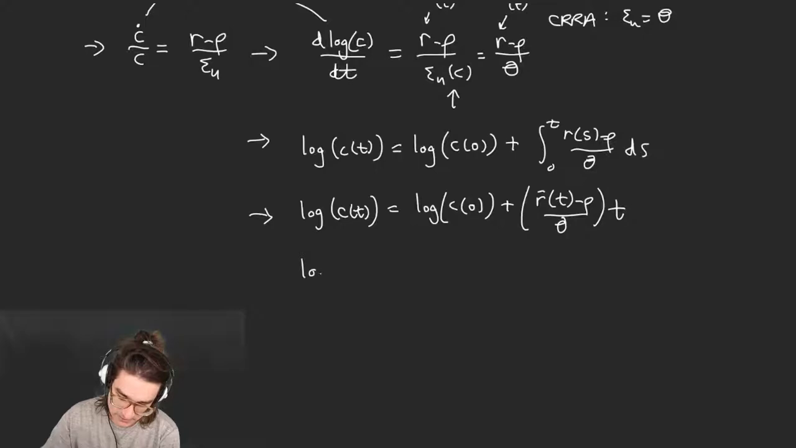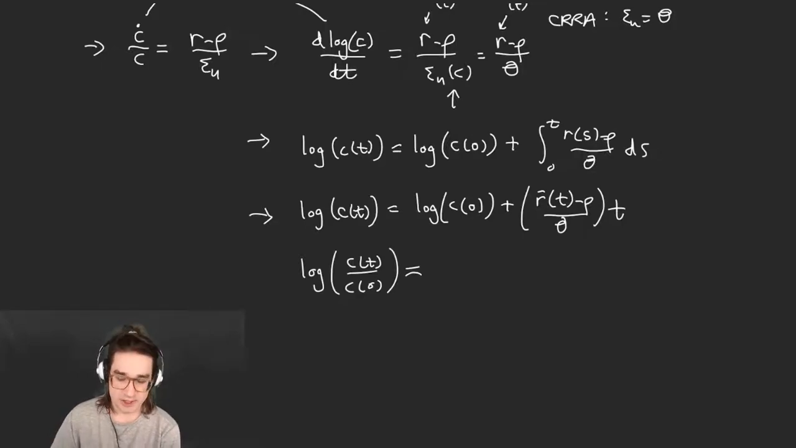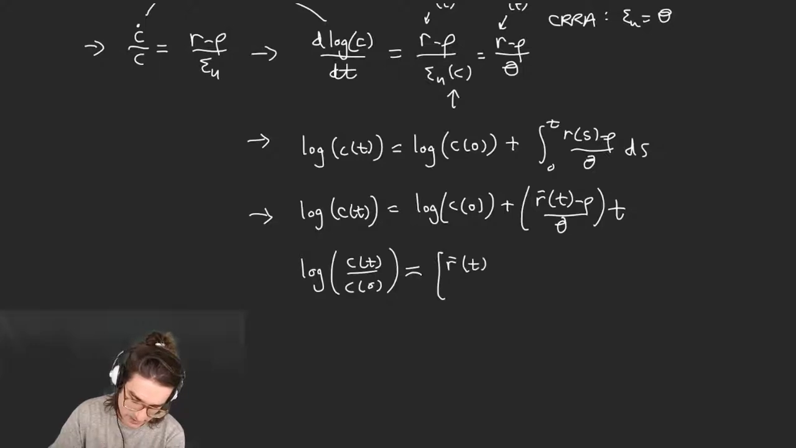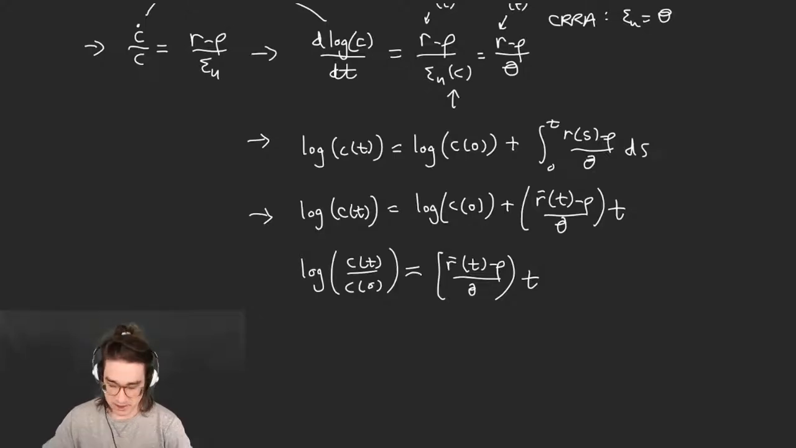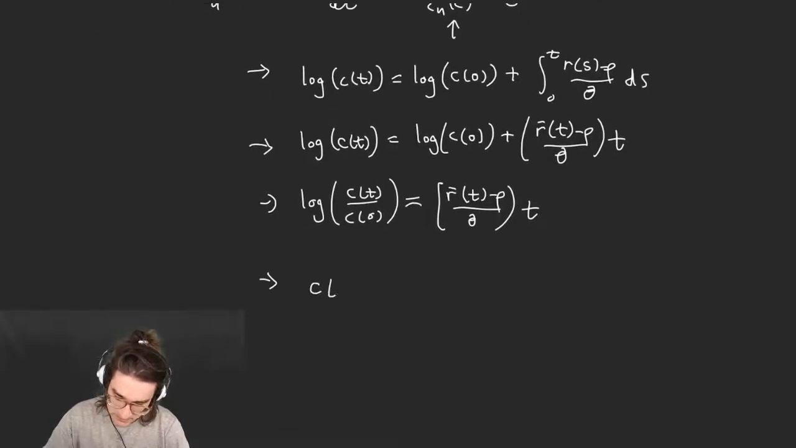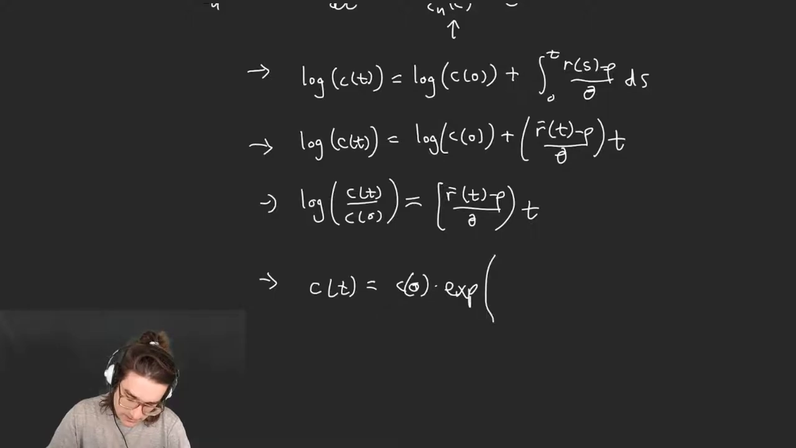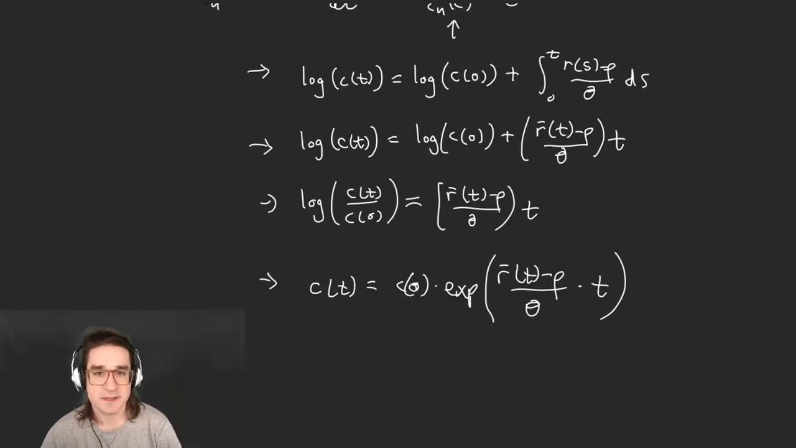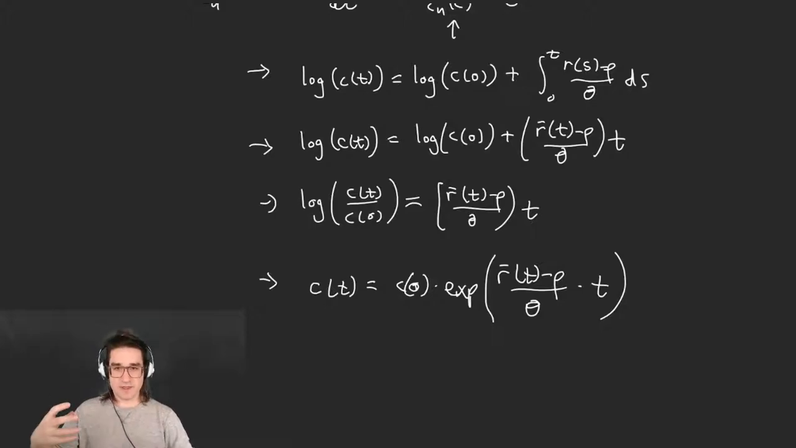So now let's simplify a little bit. These are logs, so if we subtract them and combine them, we're going to get a ratio. And then here we're going to have r bar of t minus rho over theta times t. And then we can exponentiate. At the end of the day, we're going to get an actual equation: let's exponentiate and move the c zero back. So c t equals c zero times e to the r bar t minus rho over theta times t. So we get a path, some c0, and then it grows according to whatever the interest rate path is.